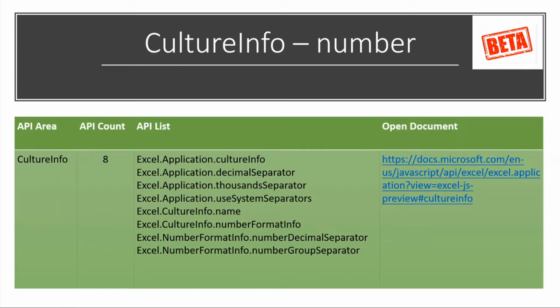The cultural info can be used to get the current system setting of the decimal separator and thousand separator. There are two different kinds of setting: one is the system setting, another one is the Excel setting, that is, the decimal separator and the group separator. You can use that API to get this information. And you can also check the open document, as it's already available online. You can click that to get more information on how to use this API.